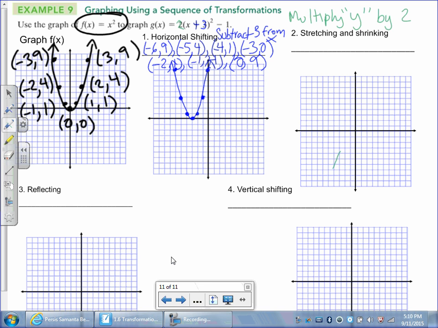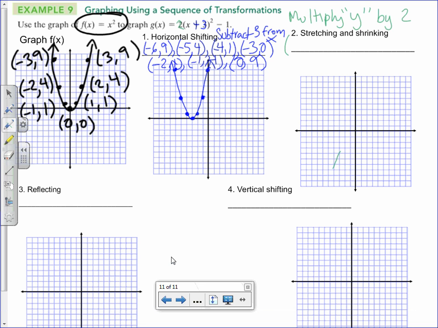So our new reference points will be negative 6, 18, negative 5, 8, negative 4, 2, negative 3, 0, negative 2, 2, negative 1, 8, and 0, 18.